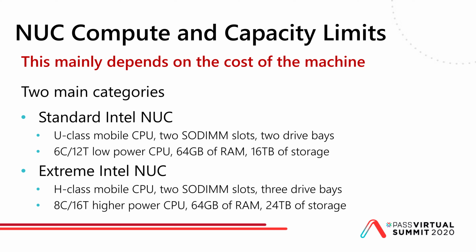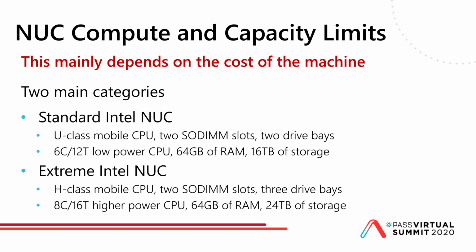So the standard NUC is going to have a U-class mobile CPU that doesn't use that much power, and it's got 2 memory slots and then 2 drive bays. It'll be a SATA drive bay and an M.2 drive bay, and you're going to have up to a 6-core, 12-thread CPU and up to 64 gigs of RAM because of the 2 memory slots, and then up to 16 terabytes of storage.